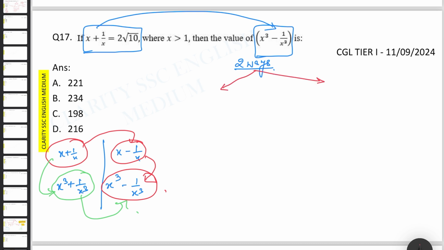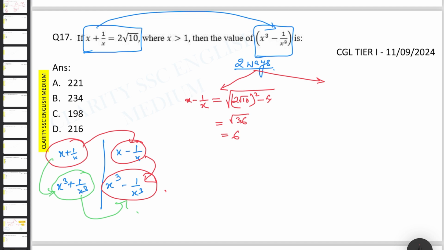First, here x plus 1 by x is given, so we can find the value of x minus 1 by x. X minus 1 by x is nothing but n square minus 4. What is n here? 2 root over 10 square minus 4. It's nothing but root over 36 is equal to 6. We get the value of x minus 1 by x.